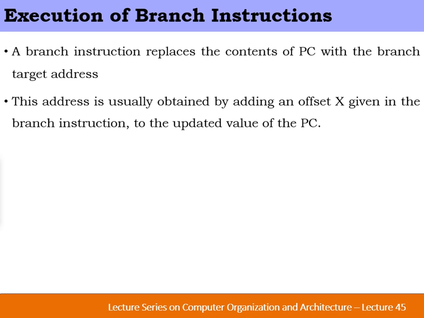Now whenever we are going for a branch instruction, the branch instruction gives a different path, that is, it has to reach the particular target address. If it wants to go to a particular target address, then the content of the program counter needs to be replaced by the branch target address. That is, we are moving from the normal flow to a different flow.